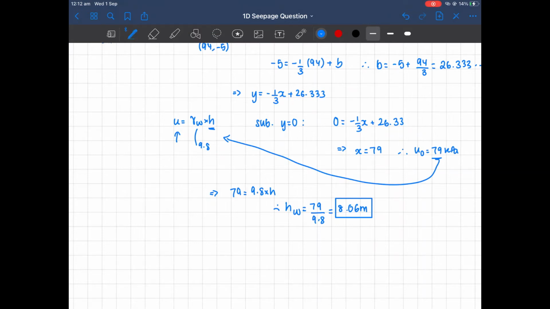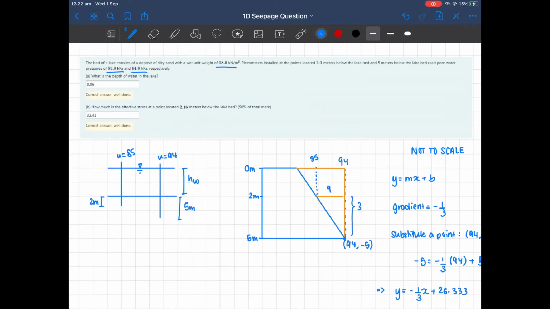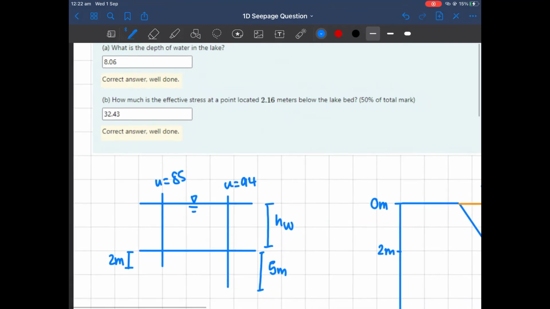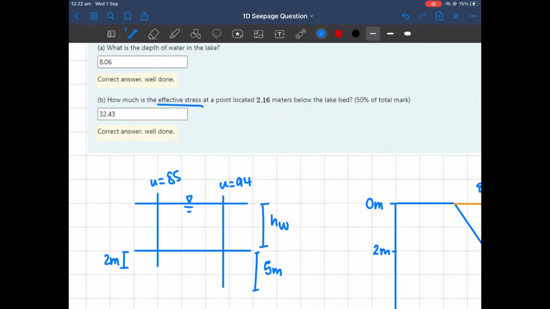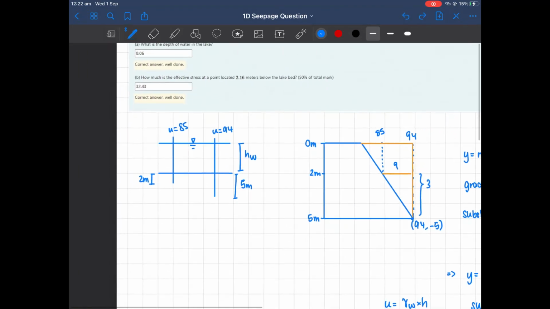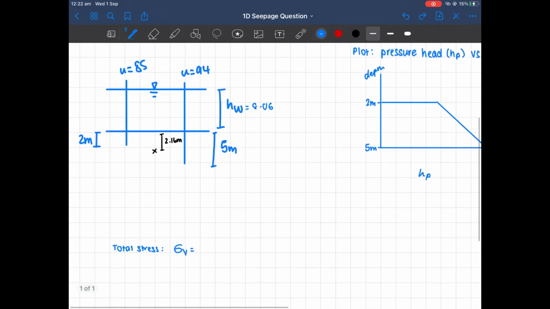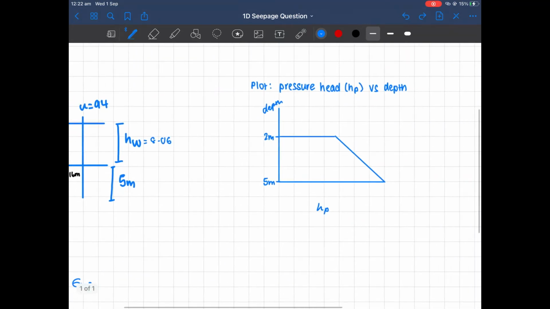Okay, so the next part of the question wants us to find the effective stress at a point located 2.16 meters below the lake bed. So let's plot it. Say it's around here, and this is 2.16 meters below the lake bed. Now, what we're going to do this time is plot the pressure head versus depth, because there's a few things to note here.